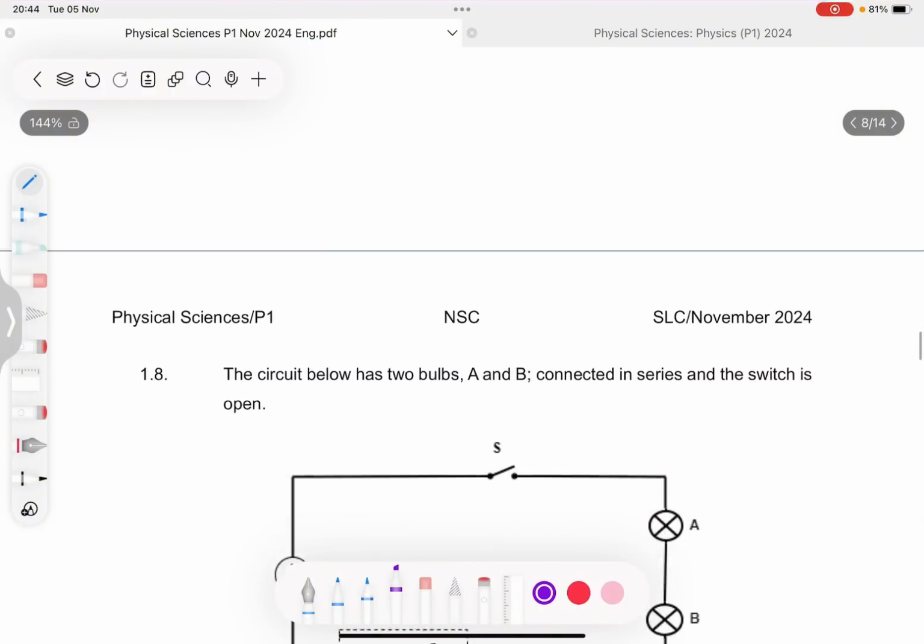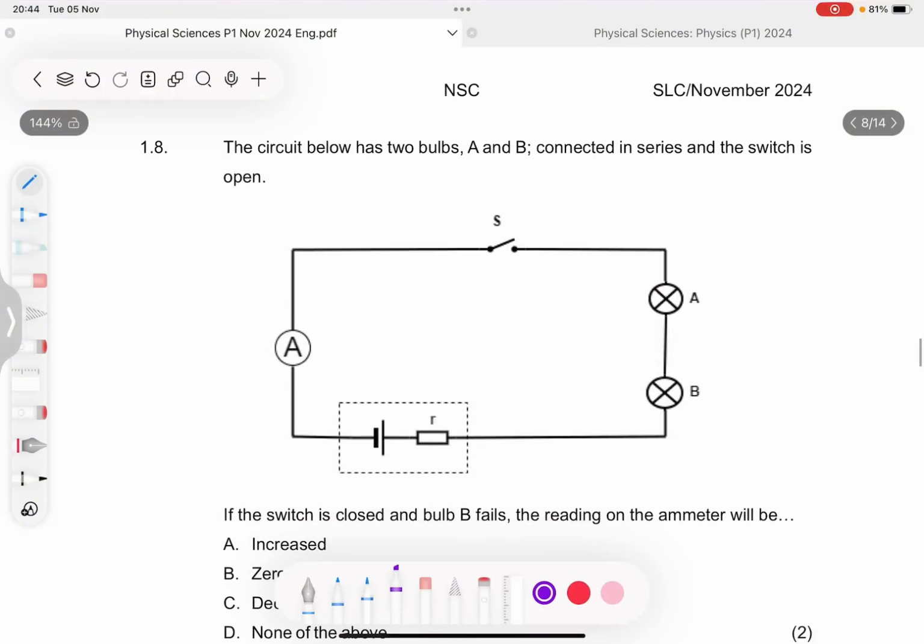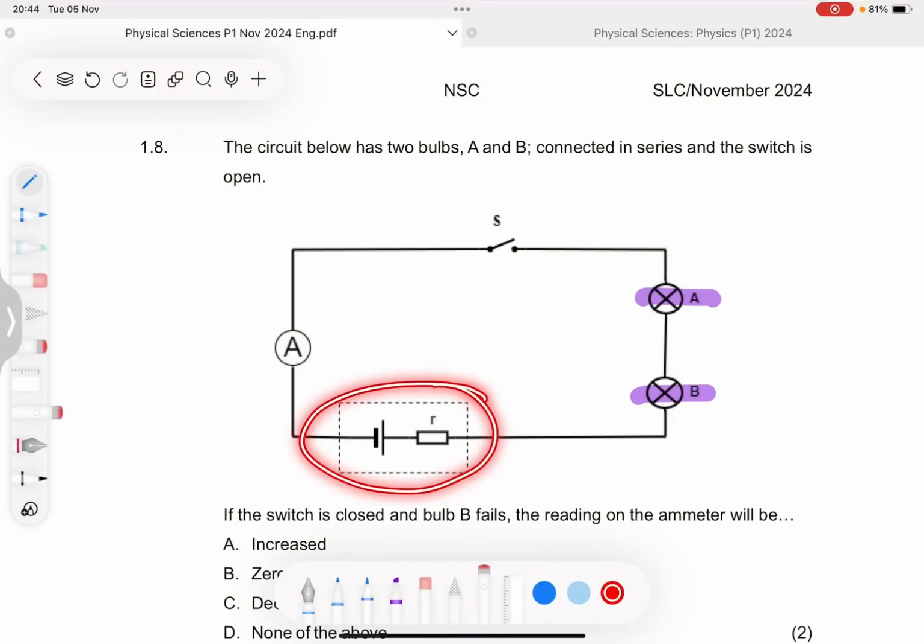Now we jump to 1.8, which says to us that the electric circuit below has 2 bulbs. We can see the 2 bulbs here, A and B, connected in series. Now these two bulbs are in series with each other, and the switch is open. We have a switch open there. We can see that we have a power source here. It's a cell because we only have one of these here.